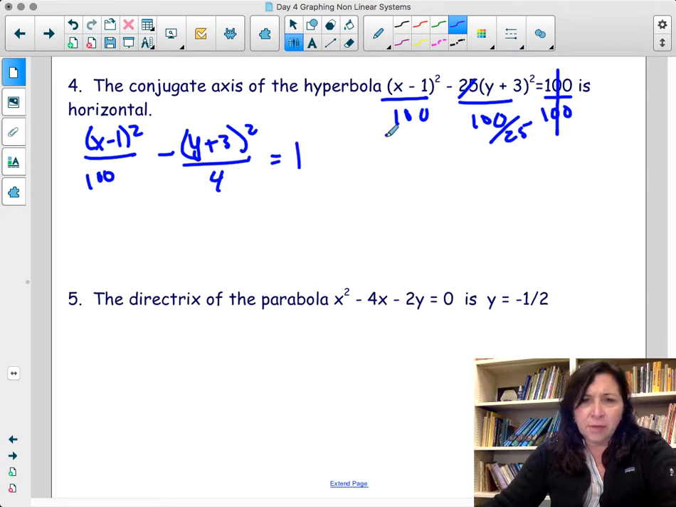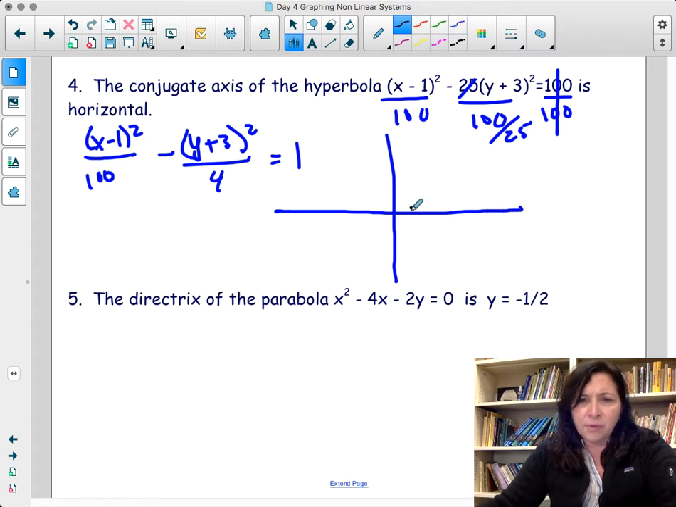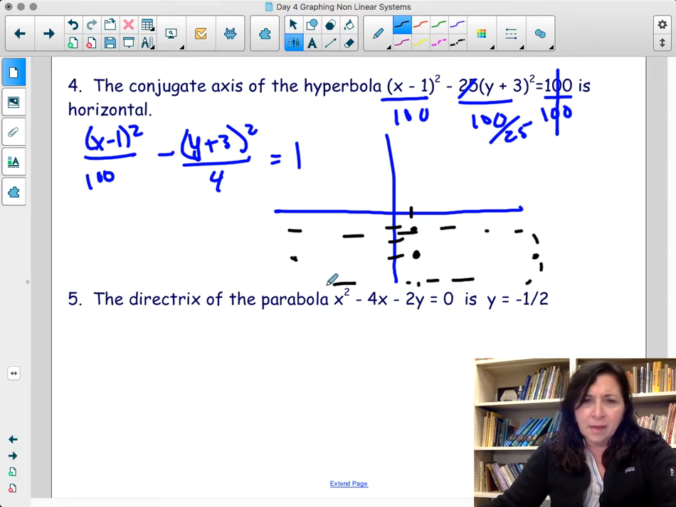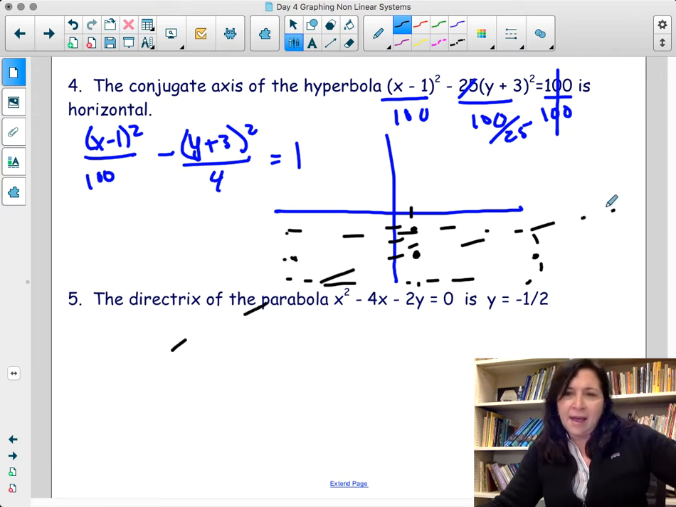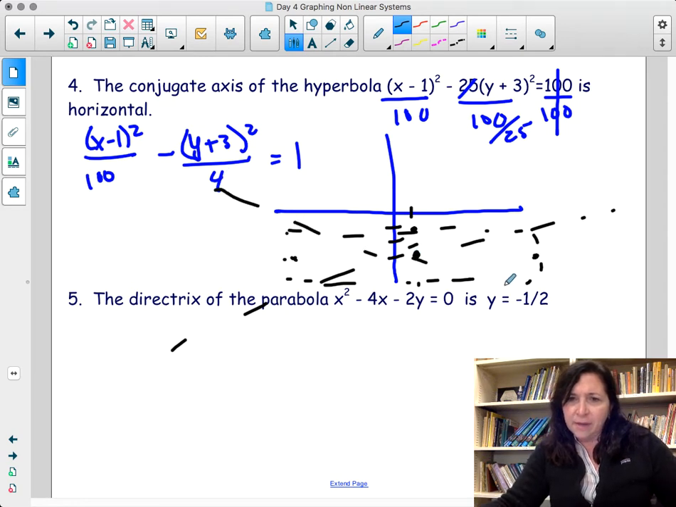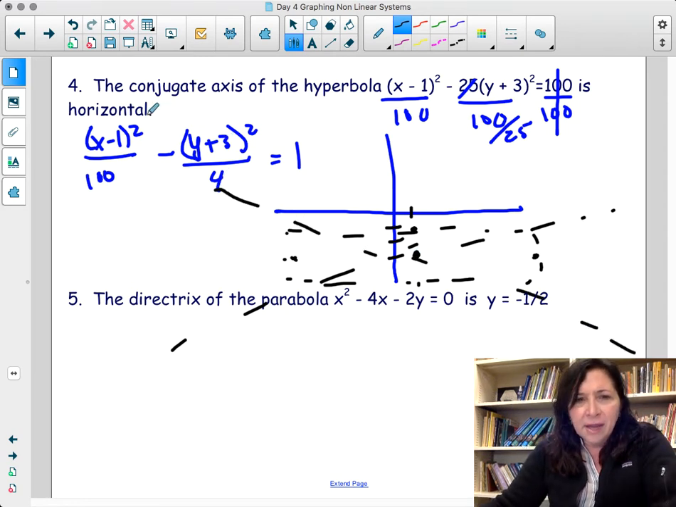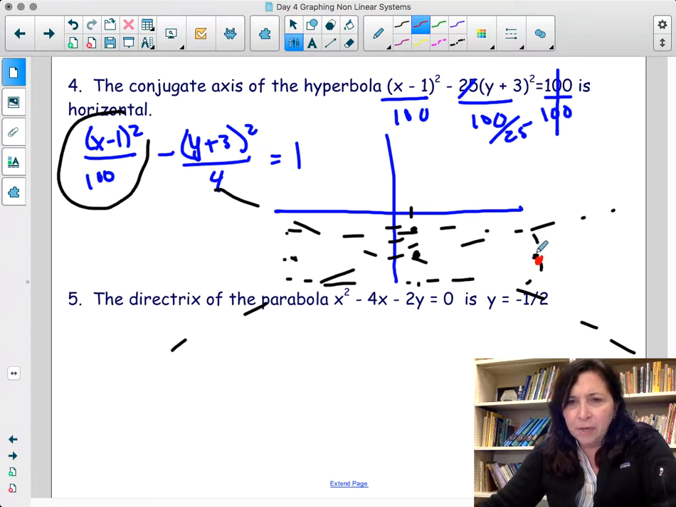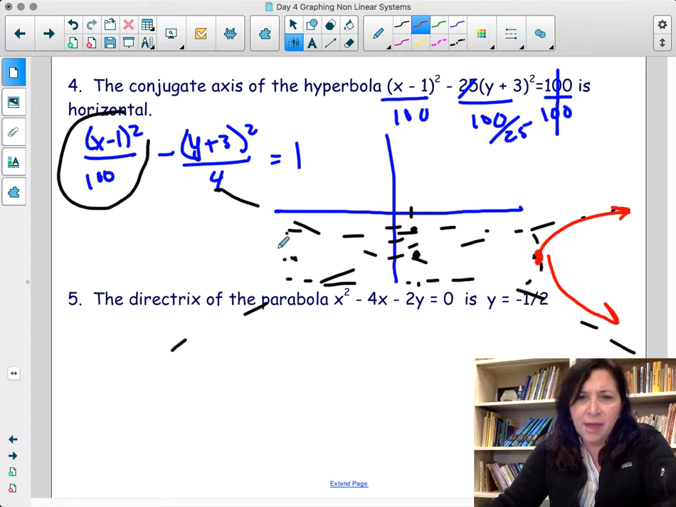So I see it's a hyperbola. I'm going to sketch it. My center is at (1, -3). In the x direction, I'm going to go 10, so 10 to the right, 10 to the left. In the y direction, I'm going to go the square root of this value, so 2 up, 2 down. I'm going to make a little box. I'm going to start my hyperbola like this. That's going to go to the corners, and then I'm going to go this way right here. Because my x term is positive, my hyperbola is going to go to the right and to the left. It's on the axis that's horizontal, right? And so it looks like that.